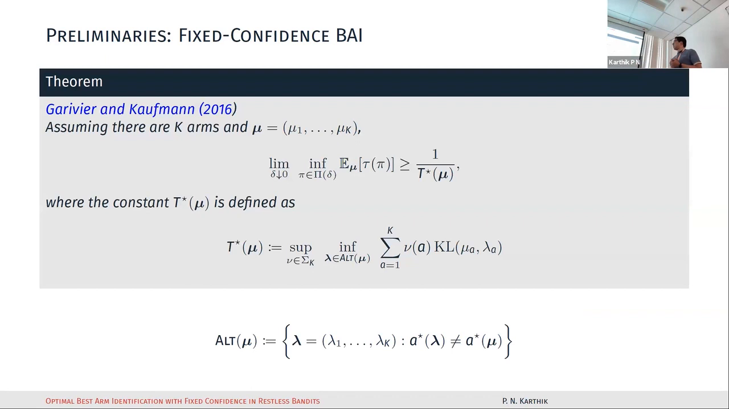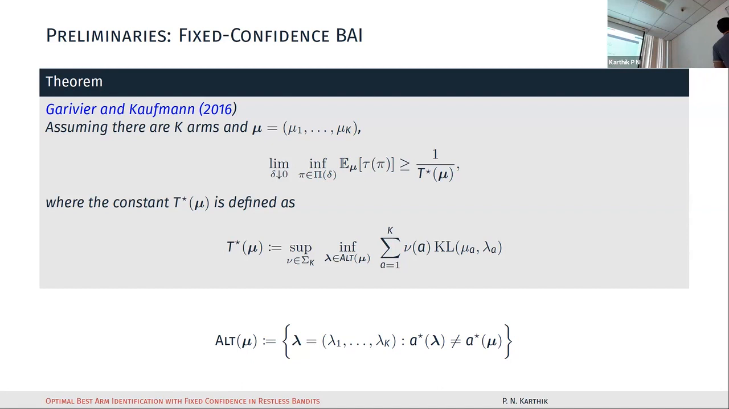Now there is this classical result by Garivier and Kaufmann from 2016, which says, sorry, I missed log 1 over delta here. Essentially it says that this particular quantity, the infimum over pi in pi delta of the expected stopping time, grows as logarithm of 1 by delta. And if you look at the expected value of the stopping time divided by log 1 by delta, I'm sorry, I missed that log 1 by delta there in the slide.